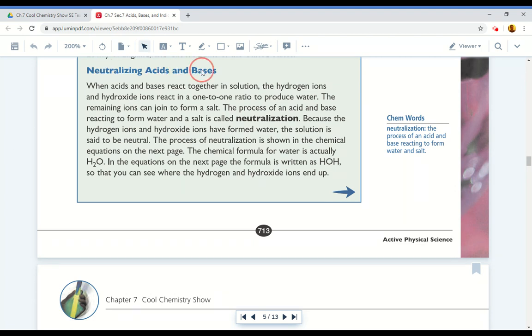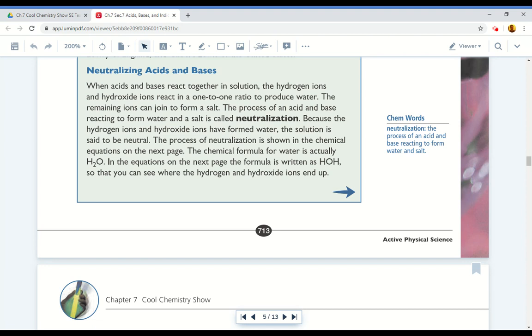Neutralizing acids and bases. When acids and bases react together in a solution, the hydrogen ions and hydroxide ions react in a 1-to-1 ratio to produce water. The remaining ions can join to form a salt. The process of an acid and base reacting to form water and a salt is called neutralization. Because the hydrogen ions and hydroxide ions have formed water, the solution is said to be neutral. The process of neutralization is shown in the chemical equations on the next page.